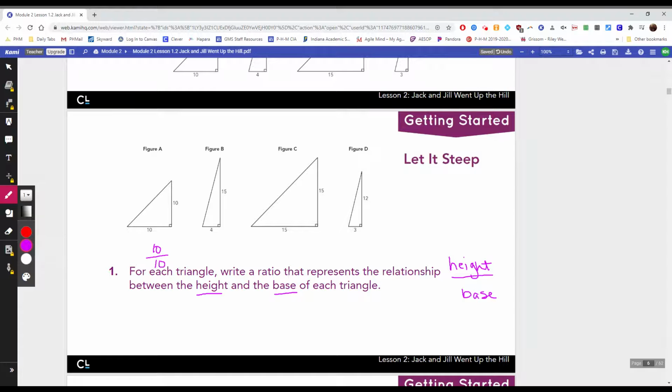The base is 10, so that would be 10 over 10. For figure B, the height is 15. Base is 4. Figure C, height 15, base 15. And figure D, height 12, base 3.